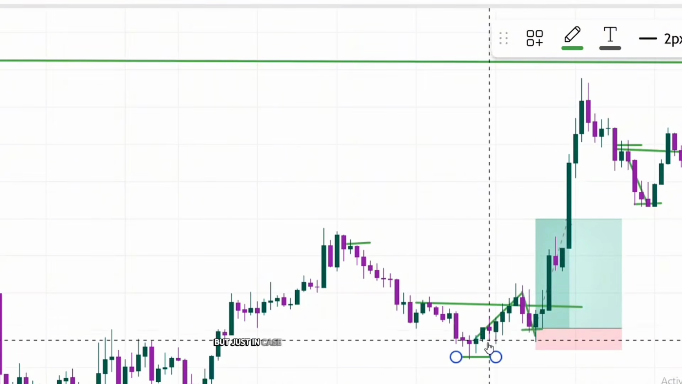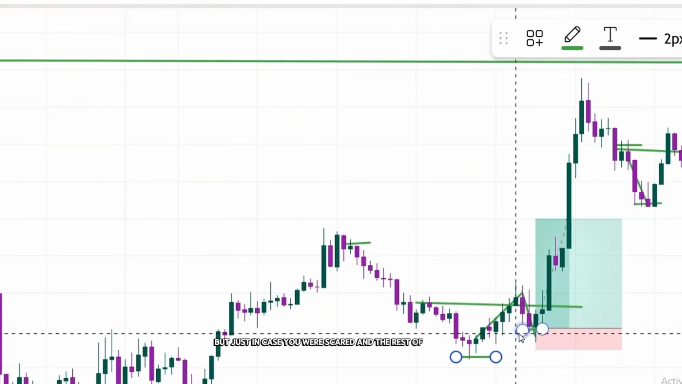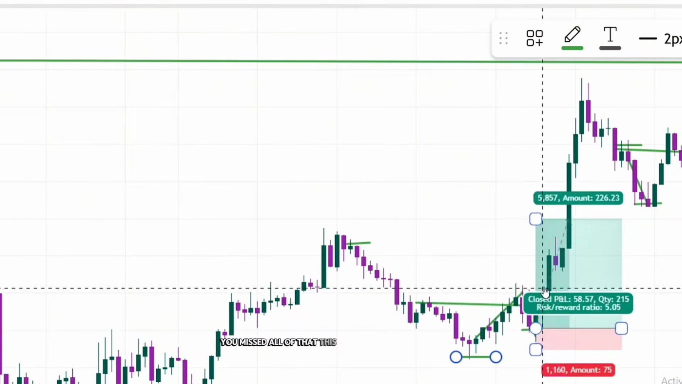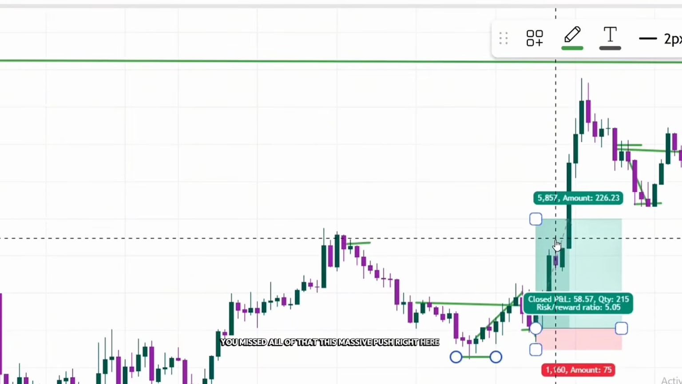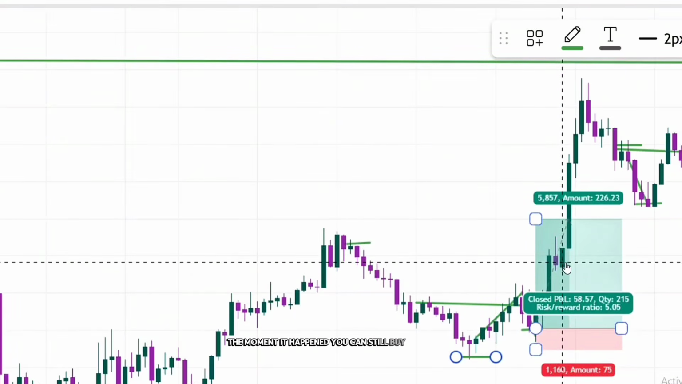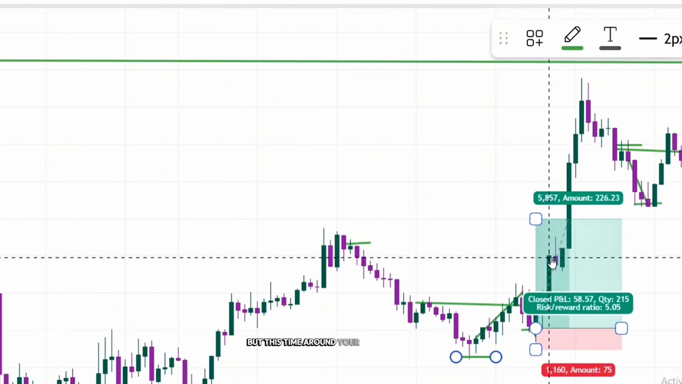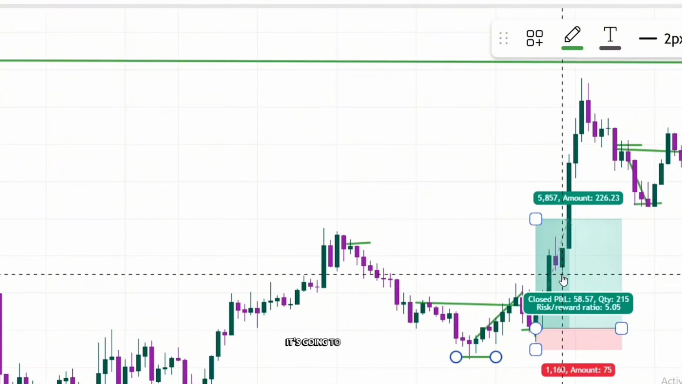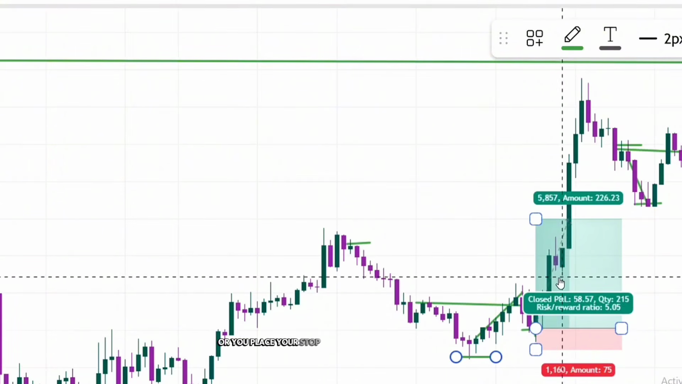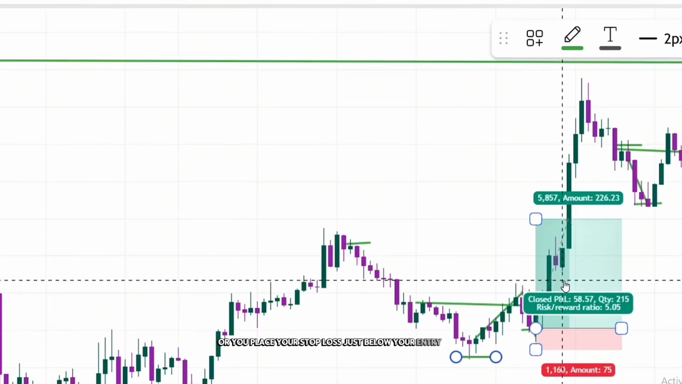But just in case you were scared and you missed all of that, this massive push right here, the moment it happened, you can still buy again, but this time around your stop loss is going to be wide, or you place your stop loss just below your entry. So the main thing you notice from this video is that this is a repetition of pattern. Each time there is an indication, there's usually a correction and then a continuation.